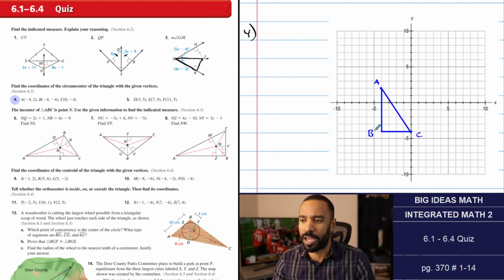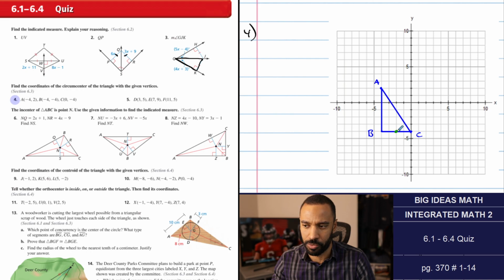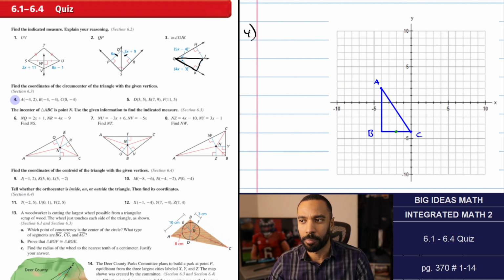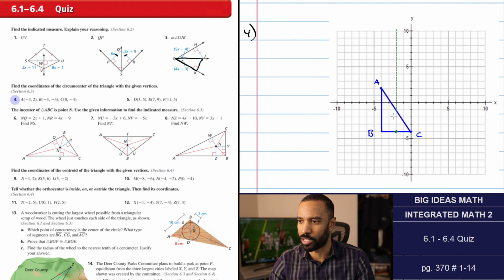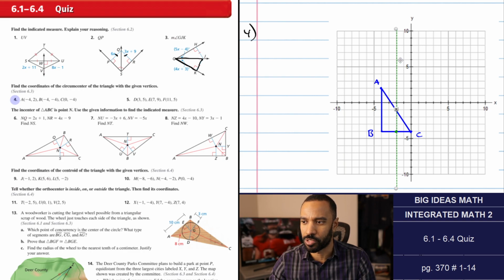Let's do the perpendicular bisector of segment BC. The midpoint between -4, -4 and 0, -4 would be -2, -4 right there. And its perpendicular line would be vertical. Sorry, I'm going to thin this out, make it dotted and green. So make a vertical line that goes through there. This is the perpendicular bisector of segment BC, going at x equals -2.